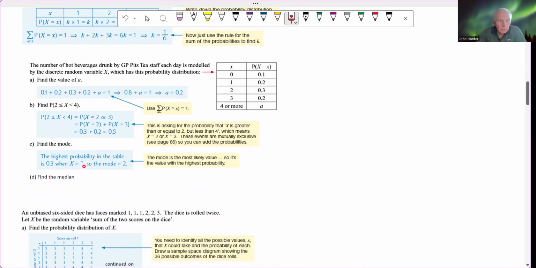Scroll down a bit, find the mode. The highest probability in the table is 0.3 when x equals 2. So the mode is equal to 2.